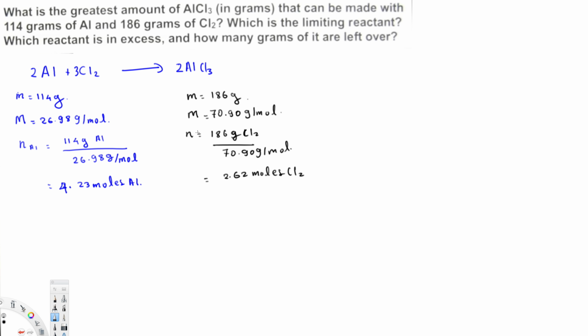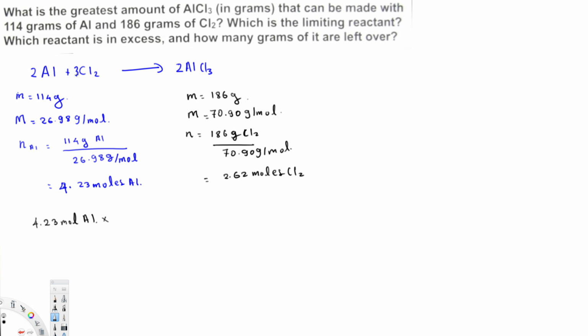Now we have to determine which one will work out, right? First of all, we have to find out when we have 4.23 moles of aluminium, how many moles of Cl2 are required to finish all of this aluminium. So we have to figure it out. To figure that one out, we can grab the mole ratio. So I'm trying to find the chlorine required to finish this aluminium.